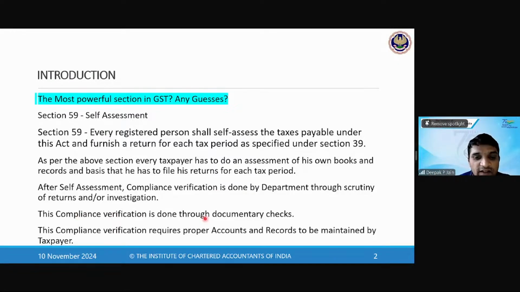This compliance verification is done through documentary check. हमने file कर दिया है. Now officer will check it. So they will do a verification of the documents what we have maintained. They will check the invoices, but invoices ज़्यादा हो तो कैसे check कर सकते हैं? So then they will check the accounts and the records.